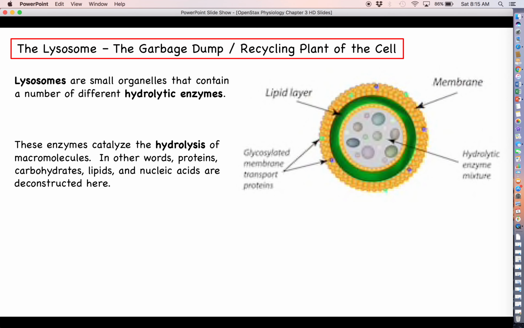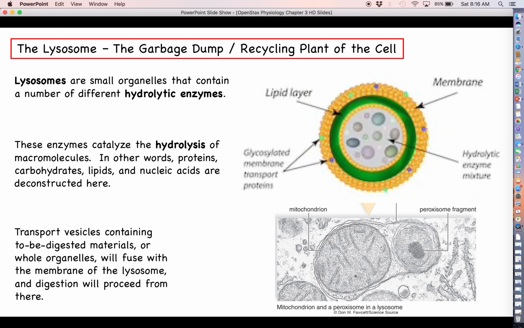So what these enzymes are going to do is catalyze the hydrolysis of macromolecules. This is the reaction in which we take apart very complex molecules like proteins, carbohydrates, triglycerides, and nucleic acids. Once those things have run their course, we don't need that nucleic acid or that protein anymore. These enzymes can start breaking those bonds in between the monomers, and we can free up some nucleotides or amino acids or monosaccharides so that we can build a new protein or build a new DNA molecule or build a new polysaccharide.